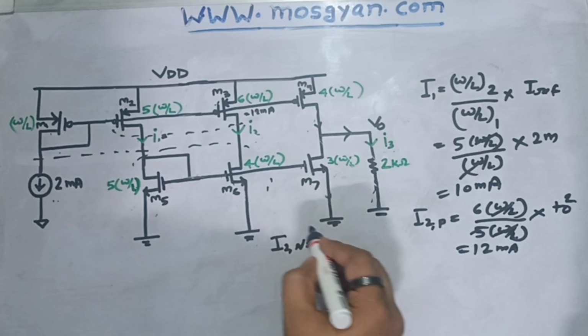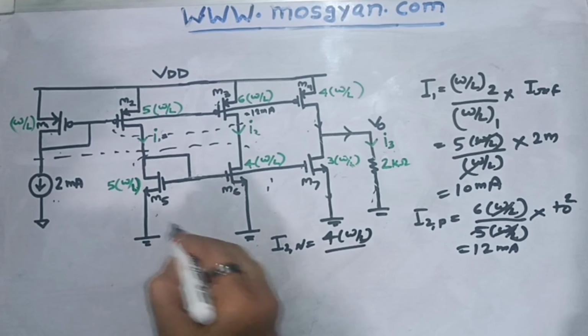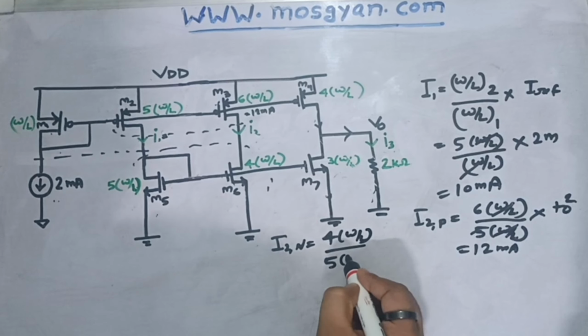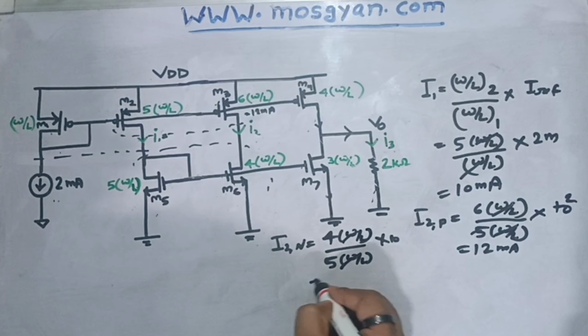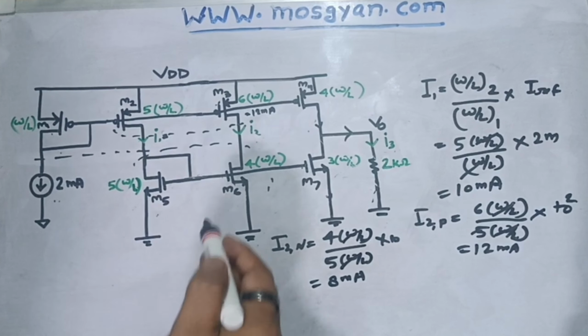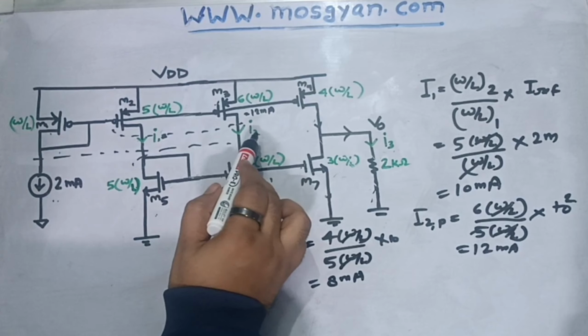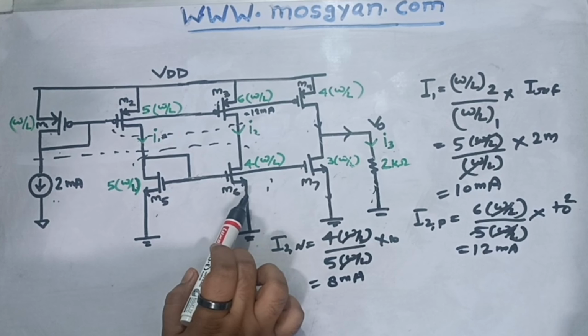So again, W by L of this NMOS is 4 into W by L divided by W by L of this MOS M5 into I reference, which is 10 milliampere. Here we are getting 8 milliampere. So now you see this PMOS is trying to flow 12 milliampere of current, but this NMOS is only capable of supporting 8 milliampere current.